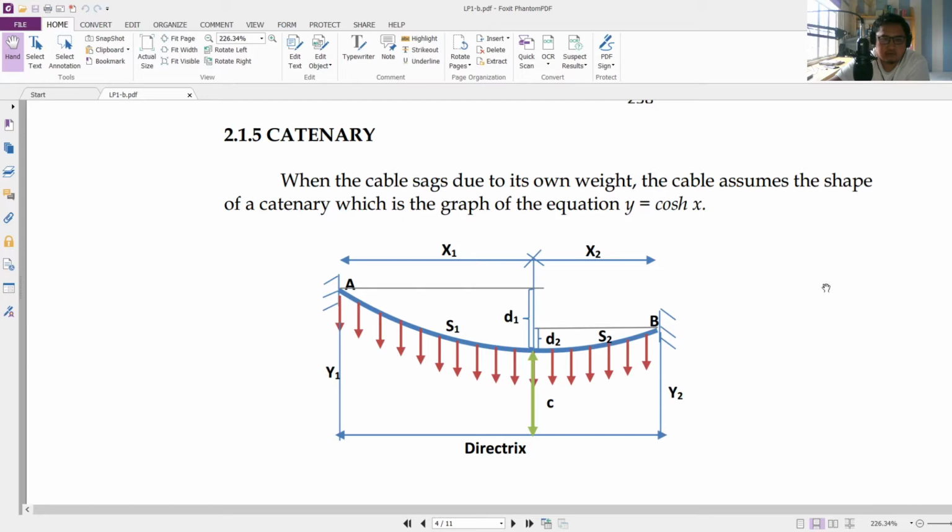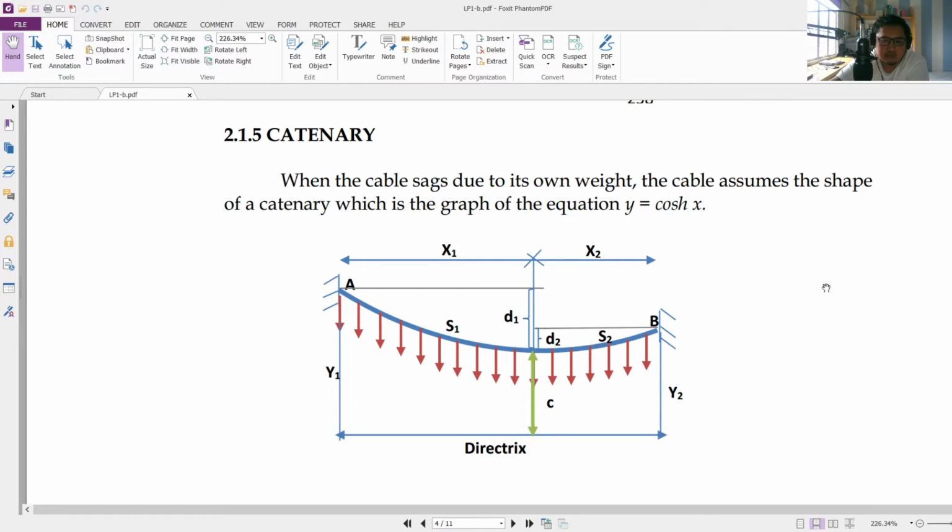Let's continue our discussion in engineering mechanics. Last time we discussed parabolic cable, but today we will move on and discuss catenary cable. So what is a catenary cable? The definition is that the cable sags due to its own weight. The cable assumes the shape of a catenary, which is a graph of the equation y equals the hyperbolic cosine of x. An example of this cable is the power line cable, wherein the cable sags due to its own weight.